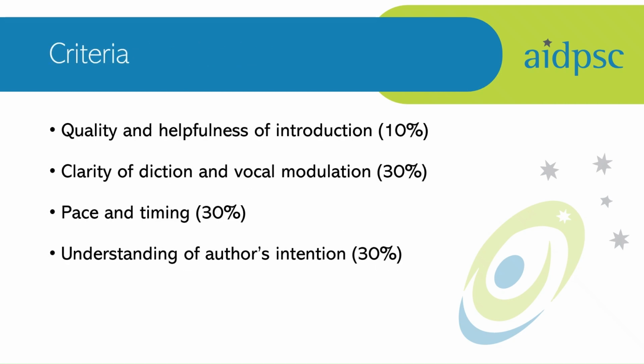The criteria for interpretive reading are as follows. Firstly, the quality and helpfulness of the introduction. Secondly, clarity of diction and vocal modulation. The reading should be presented with clear enunciation so that it is easy to follow what is being said. However, the reading should also be dynamic, in order to capture the action and emotion of what is being described.